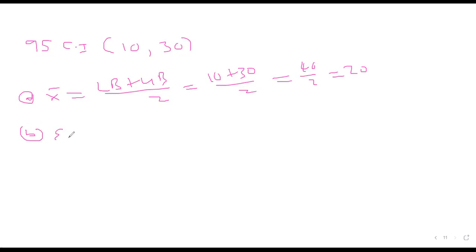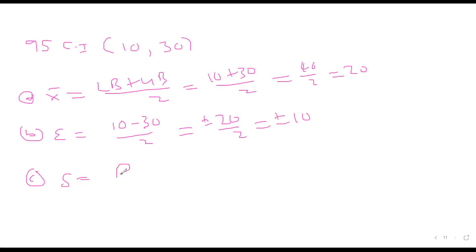But for B, find the error. The error is the difference, 30 minus 10, divided by 2. So you have 20 divided by 2, we get plus or minus 10. Okay. Sometimes they ask you to find the standard deviation. It's simply the range divided by 6. You subtract 30 minus 10 and divide by 6, which is a constant number, and we get 3.33.